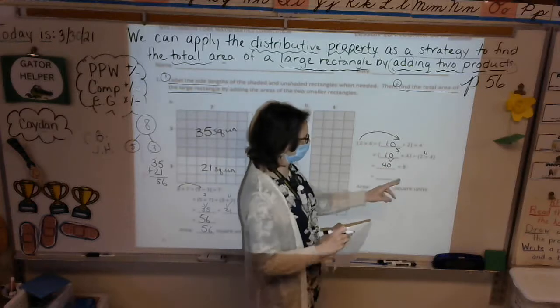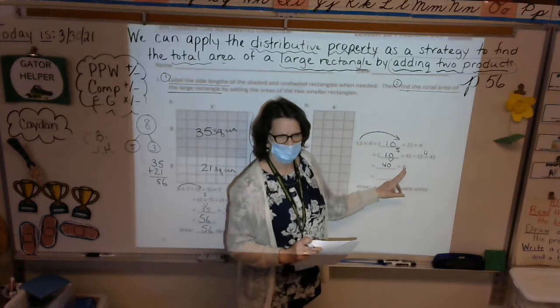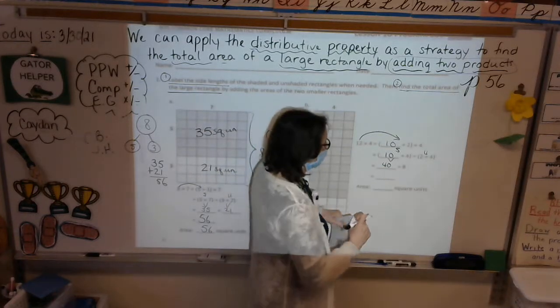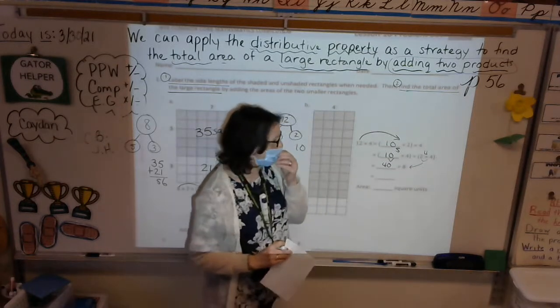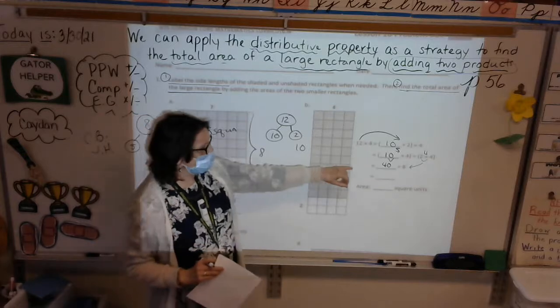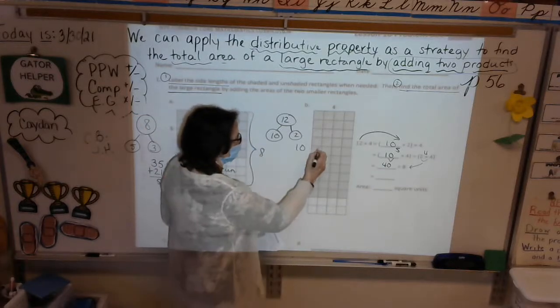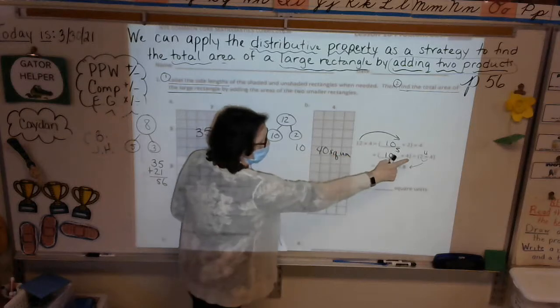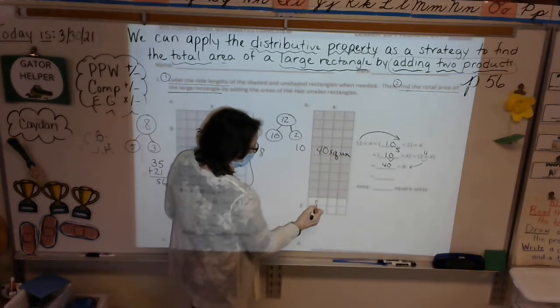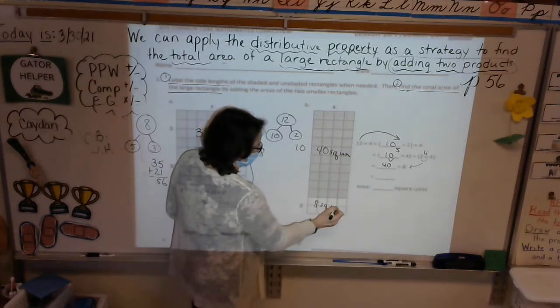Where did this 8 come from? Where did the 8 come from, Ori? The 8 came from the 2 times 4. Yeah, the 8 came from the 2 times 4. It's just not spaced out very well. So 40 represents the area of the shaded part, so I'm going to put 40 square units in here. 8 represents the area of the unshaded part, so I'm going to put 8 square units in here.